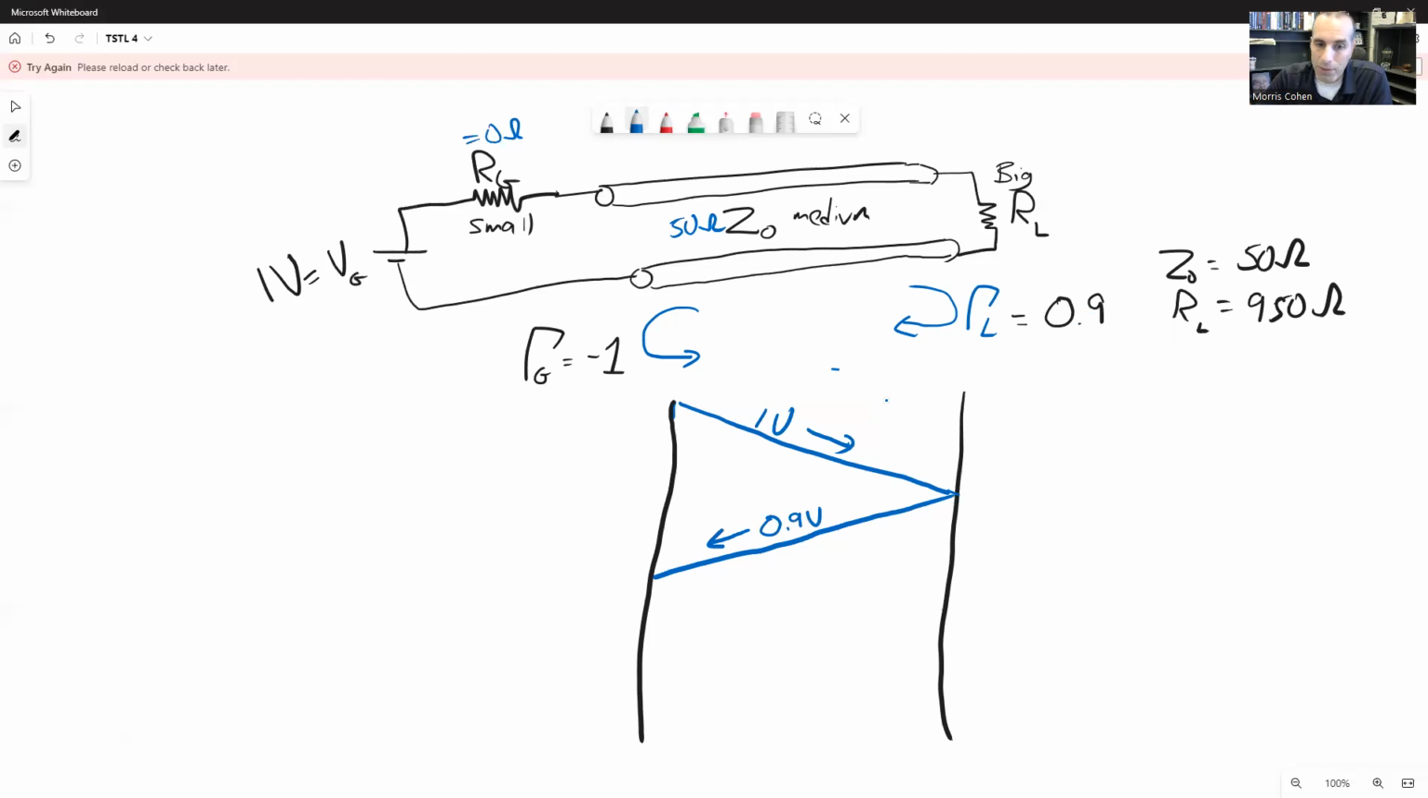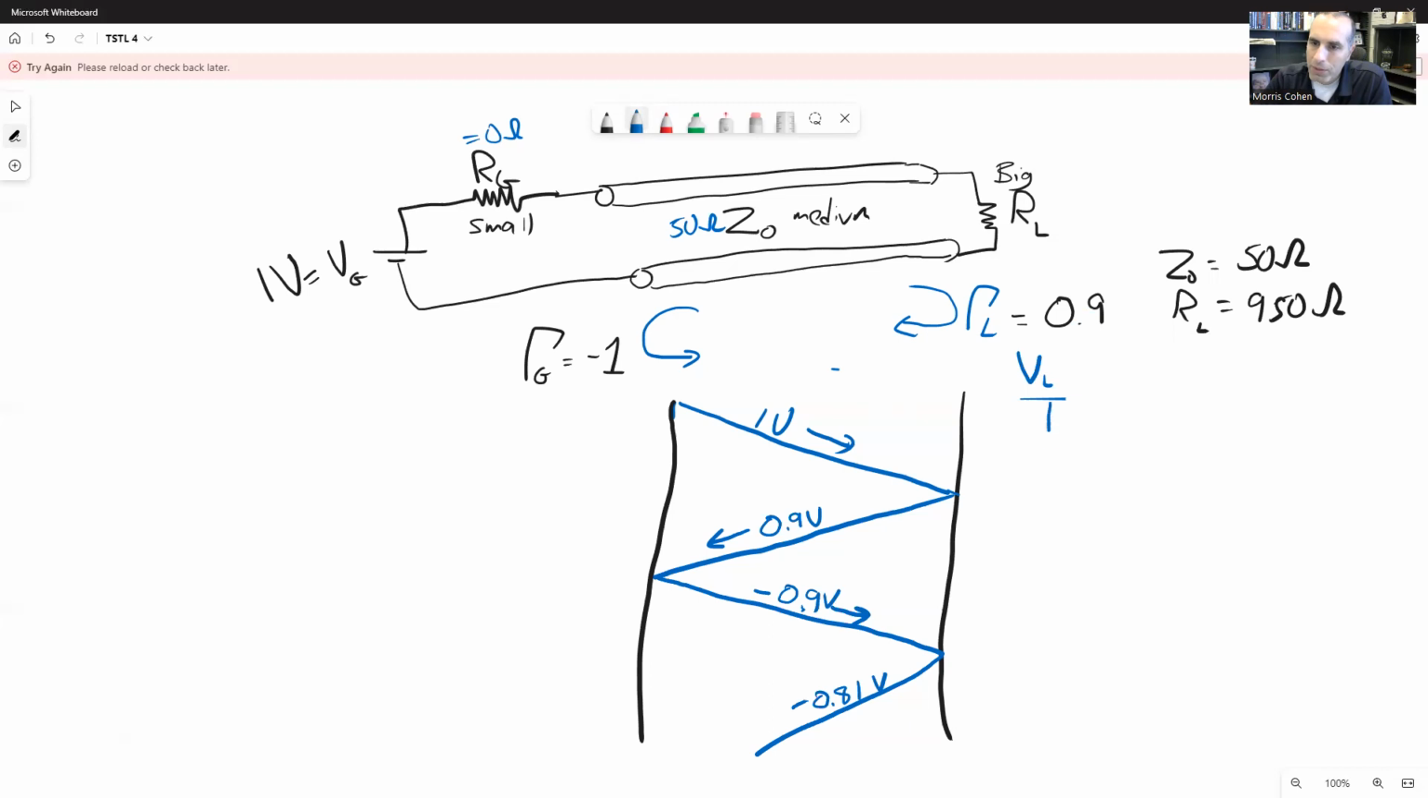And let's just repeat this process. We're going to have another reflection that goes back. And this value is propagating again in the positive direction. We'll take this 0.9 volts and we'll multiply it by the generator reflection coefficient. So this becomes minus 0.9. All right, and let's just do this one more time. This will reflect here and become a negative 0.81 volts.